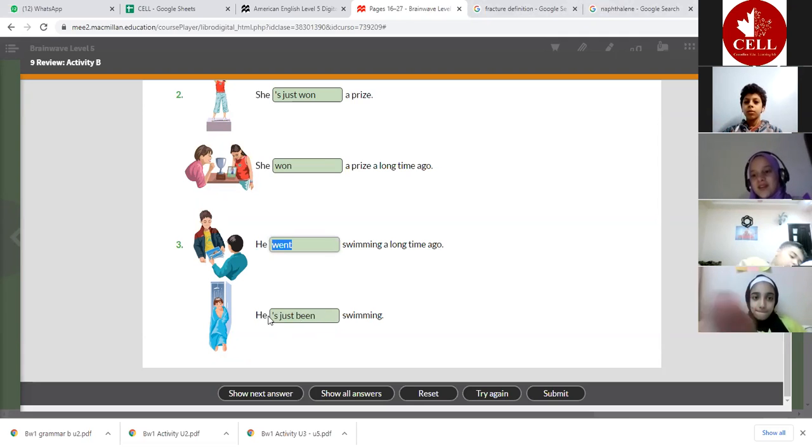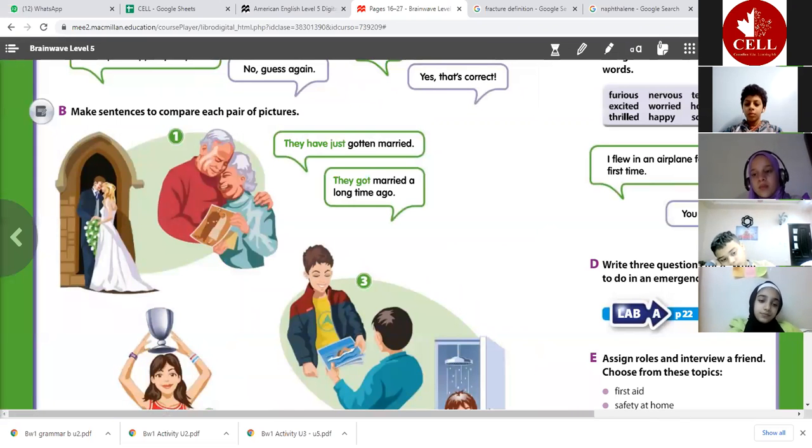Right. He has just. This is the apostrophe, the contraction of has. He has just been swimming, because swimming has an ing.